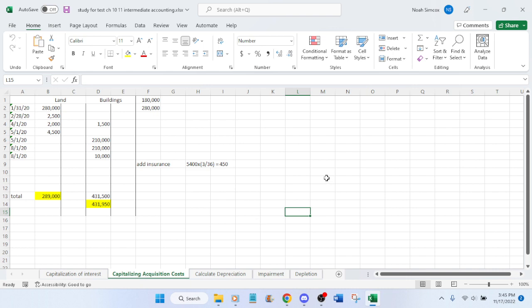And then here, I did mess up something. On this question, what I messed up was the fact that you have to include the insurance in here. Why would you include the insurance cost in the cost of the buildings? Three out of 36 months? Fire insurance premium payment is required in the cost of the building.